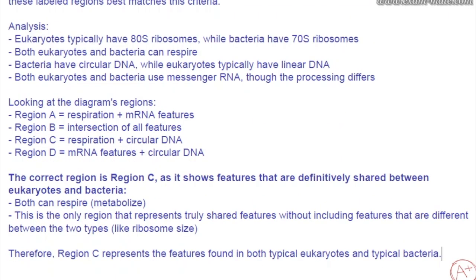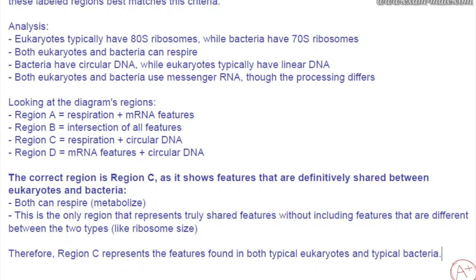Looking at the diagram's regions. Region A equals respiration plus mRNA features. Region B equals intersection of all features. Region C equals respiration plus circular DNA. Region D equals mRNA features plus circular DNA.